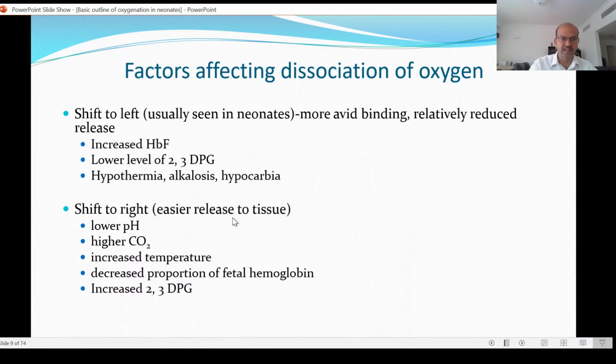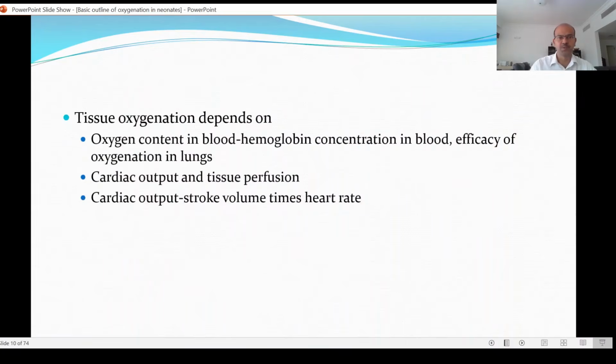The shift to the right, where there is easier release to the tissue, happens with acidosis, hypercarbia, hyperthermia, reduced proportion of fetal hemoglobin, or increased 2,3-DPG. I hope this concept is clear. It's very important to understand this so you know what we are talking about when we talk of PaO2 and saturation. Coming to the important concept of tissue oxygenation.